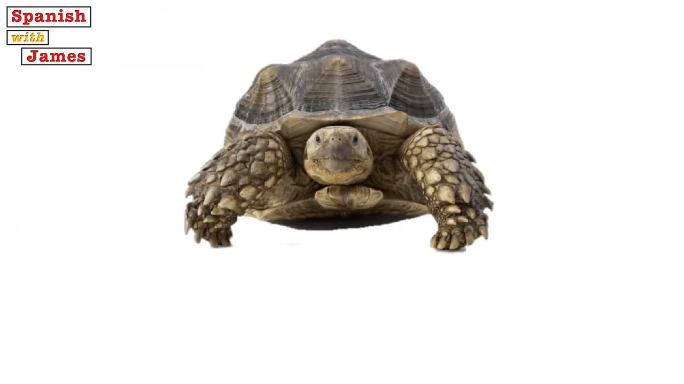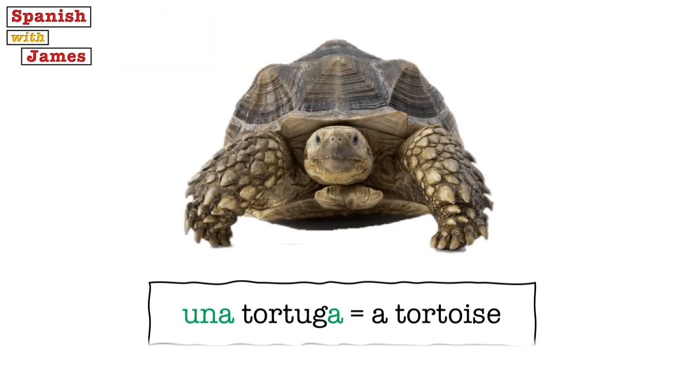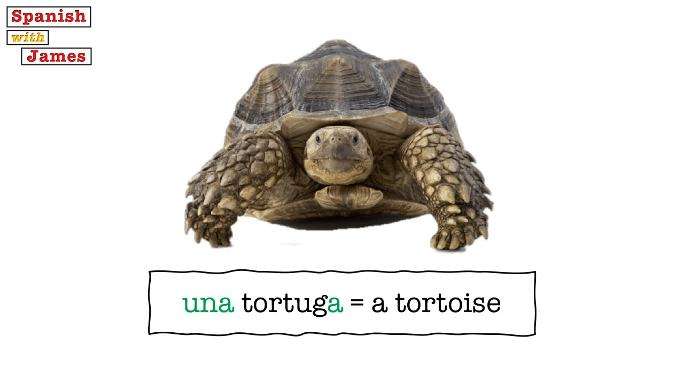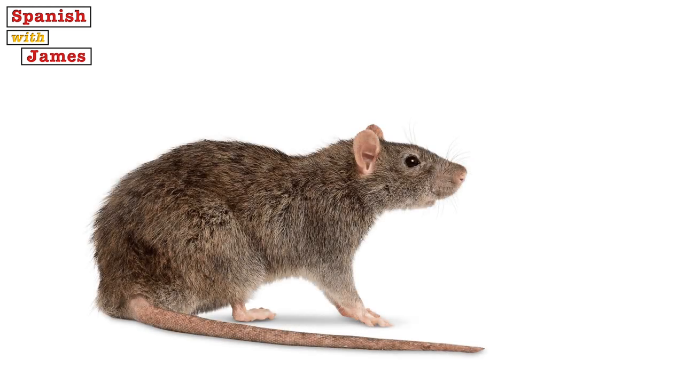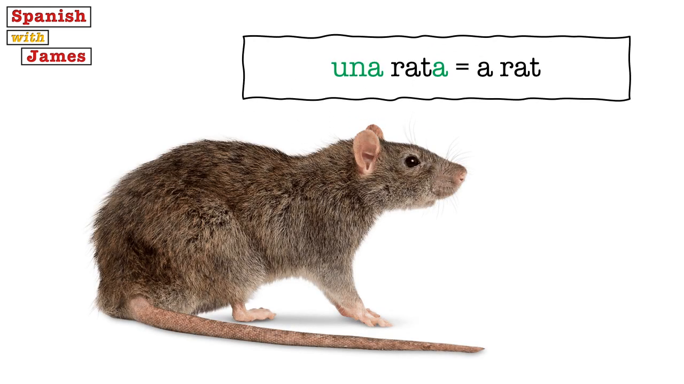Tortoise en español es una tortuga. Una tortuga. A rat is una rata. Okay, so ratón is mouse, and it might make you think of rat because it sounds like rat, ratón, but this is the word for rat, una rata. So just remember, ratón is masculine, but rata is feminine. So un ratón, a mouse, una rata, a rat.